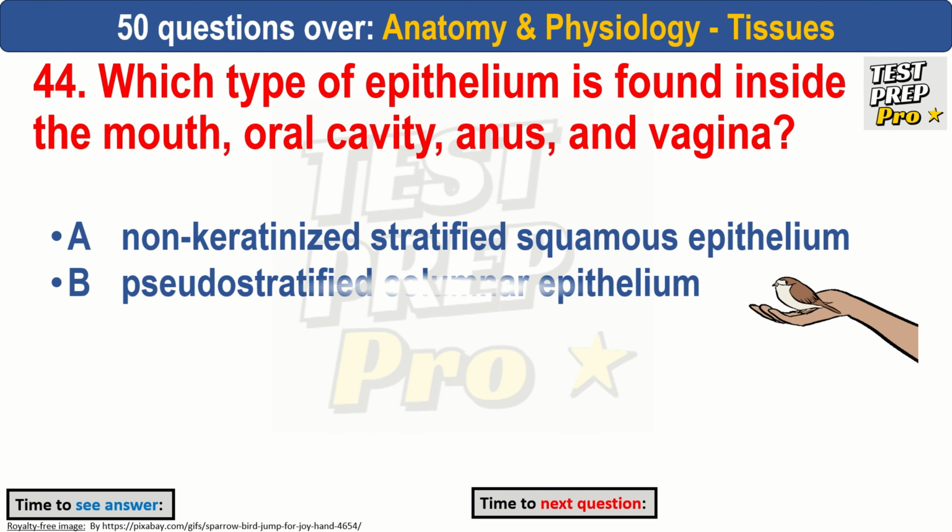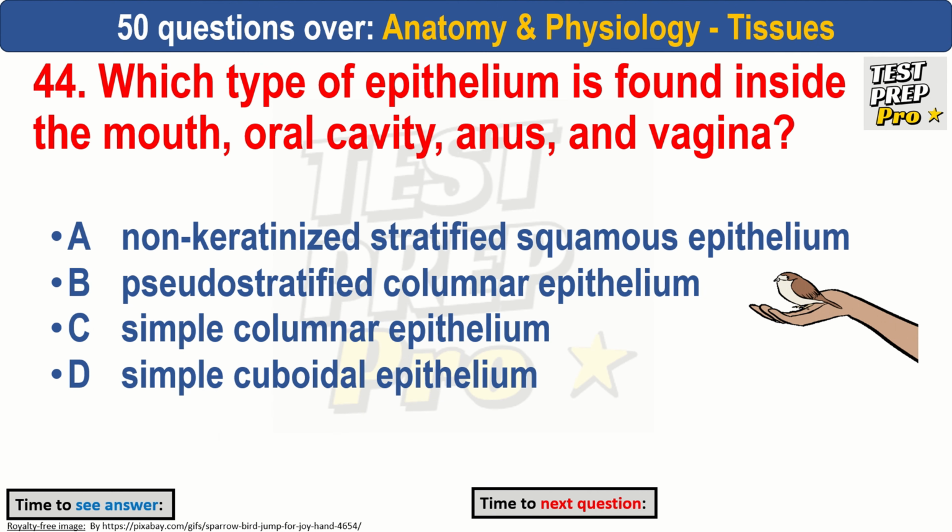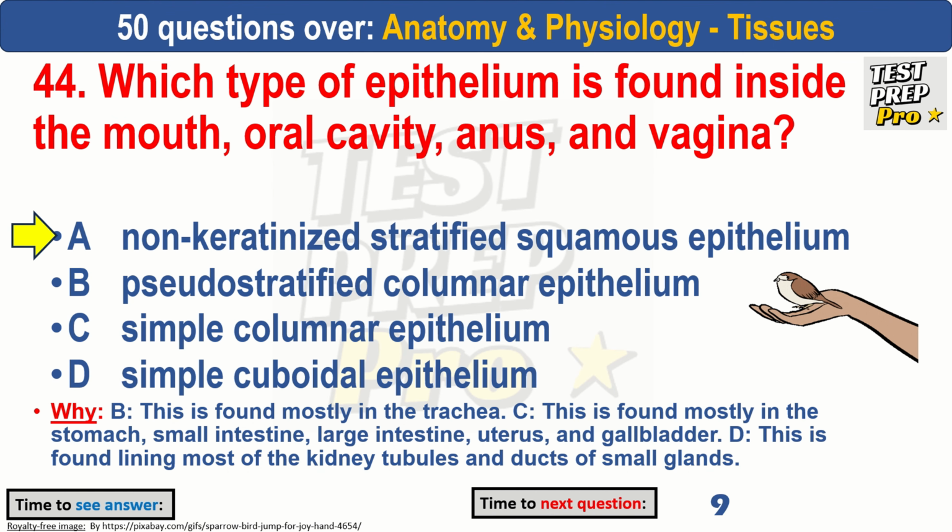Which type of epithelium is found inside the mouth, oral cavity, anus, and vagina? Is it non-keratinized stratified squamous epithelium, pseudostratified columnar epithelium, simple columnar epithelium, or simple cuboidal epithelium? It's non-keratinized stratified squamous epithelium. The pseudostratified columnar, that's found in respiratory passageways to help bring mucus up to your throat to swallow it, typically.